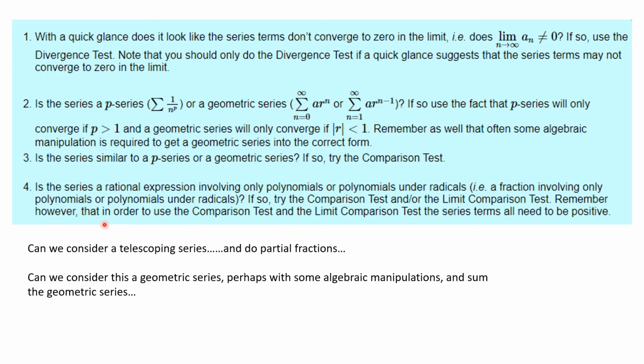Remember, however, that in order to use the comparison test and the limit comparison test, the series terms need all to be positive. Don't forget that some series can be telescoping series. In this case, they can be summed, and the only way to test this is to do partial fractions. Also, if it's a geometric series, again, perhaps with some algebraic manipulations, it can be summed exactly.